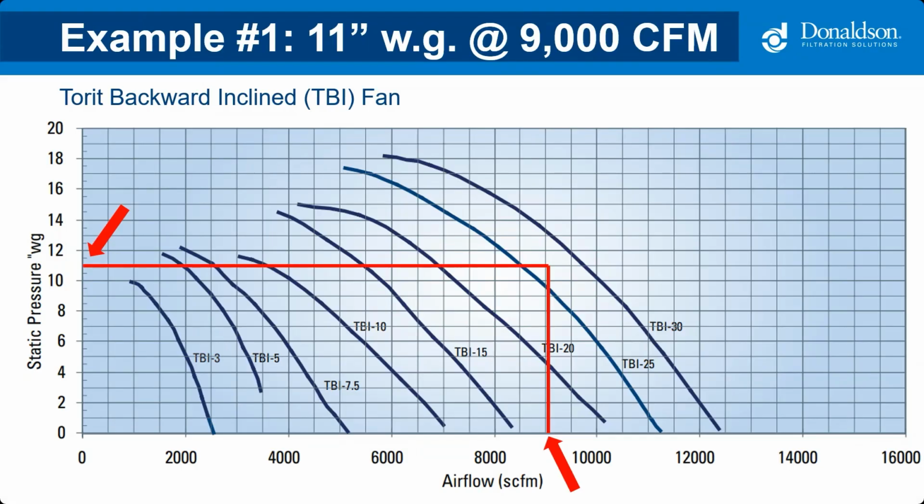In this case, I selected a TBI 30. You may be tempted to save the customer some money and size it down to a TBI 25, since it falls between the fan curves. When the filters are clean, that TBI would be sufficient. However, it won't provide enough airflow as the filters get dirty. So in this example, I'd go for the TBI 30.